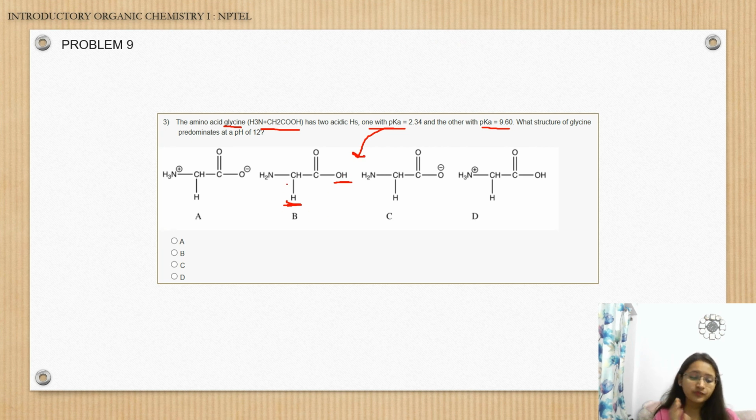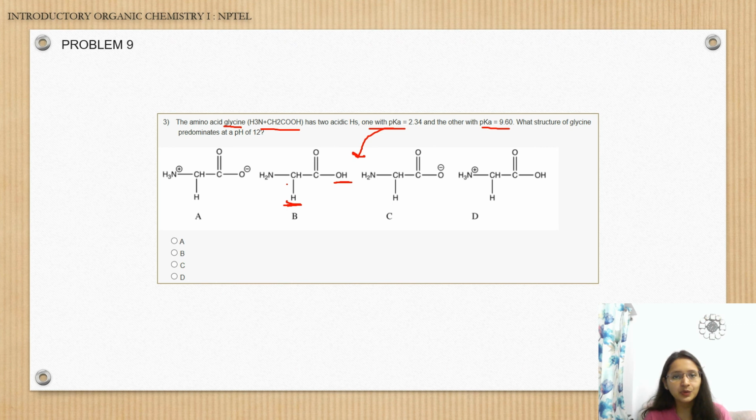Now, if you have assigned all the values correctly, so now tell me, if the pH is 12, pH is basic, right? So pH, if it is basic, then what happens? It will abstract the most acidic proton first and then the second most acidic proton.